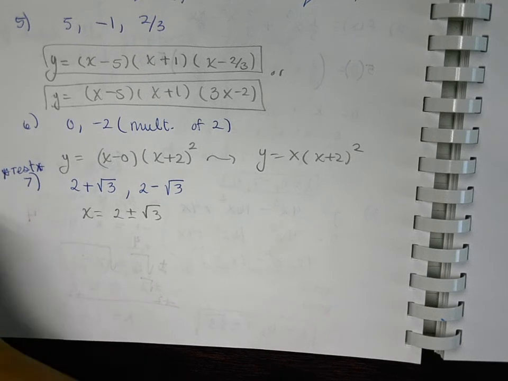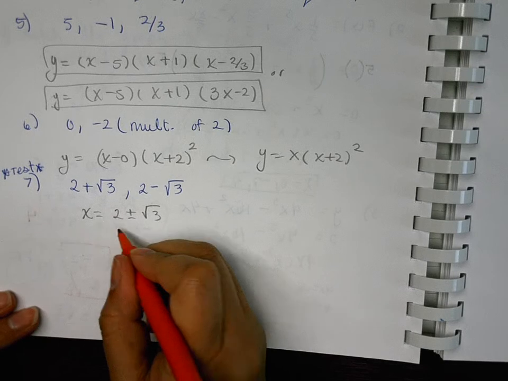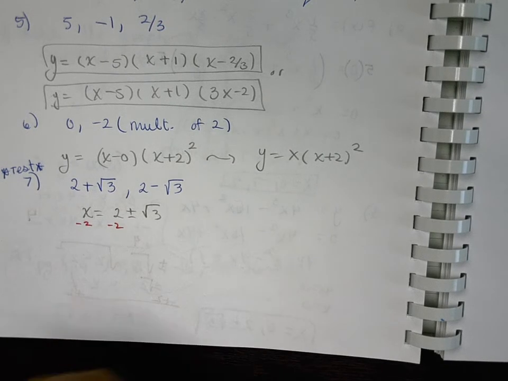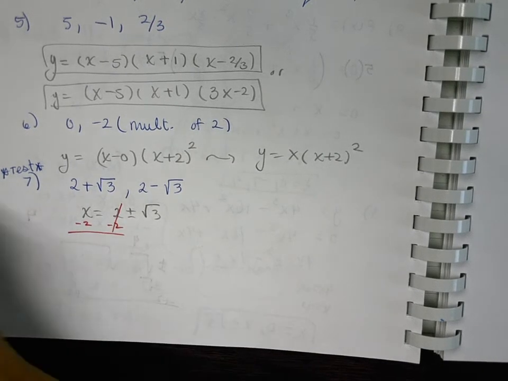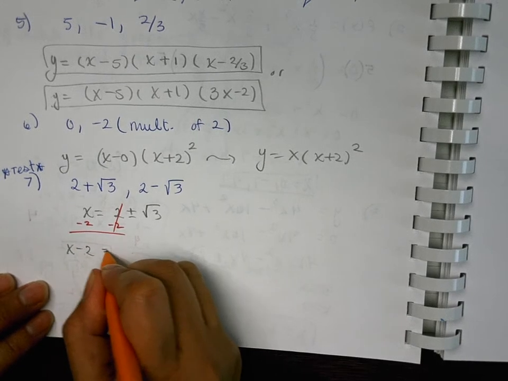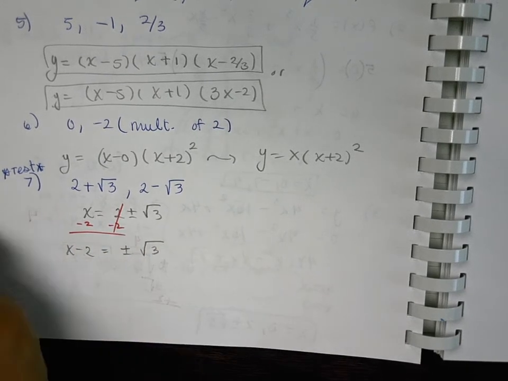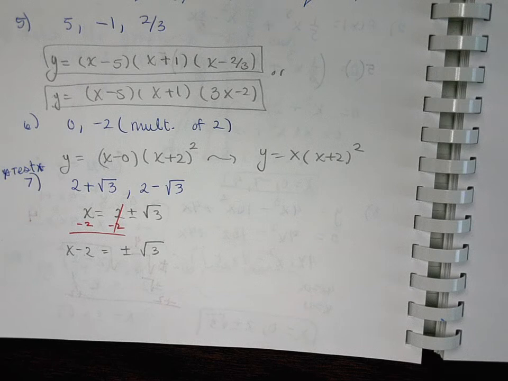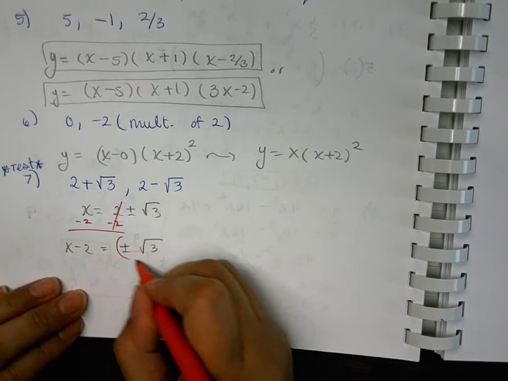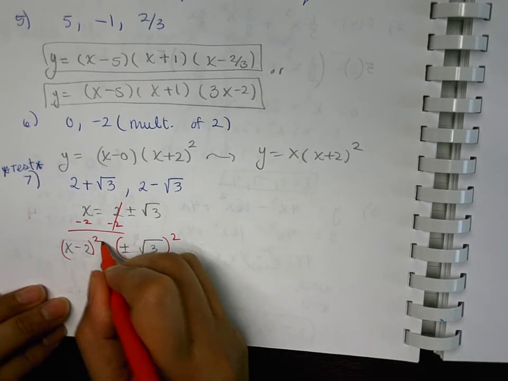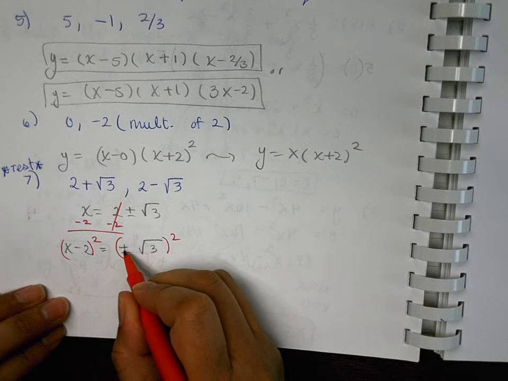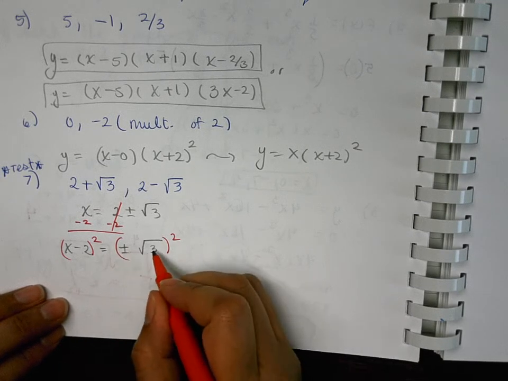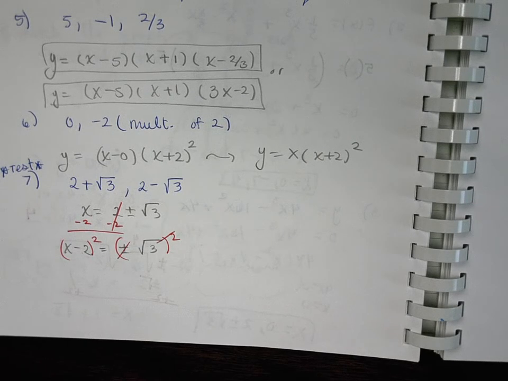All right, so let's put a little note here. We're going to subtract the 2. So that gives me x minus 2 equals plus or minus root 3. All right, what do I do to both sides? Squared. Again, we're working backwards. We're going to square. What happens when I square a plus or a minus? It's always positive, right? And what happens when I square a radical? It crosses out, and I'm left with just 3.